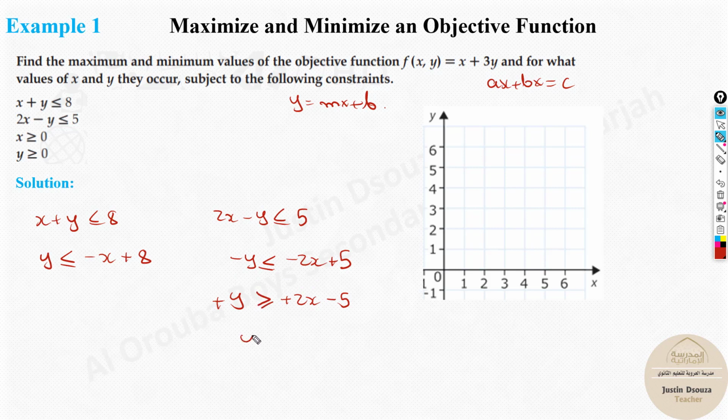Now, this is your another constraint. Y is greater than or equal to 2x minus 5. And then this one, x is greater than or equal to 0. What does it mean? X is greater than or equal to 0 is all the positive x domain, and y greater than or equal to 0 would be upside, all positive values. So it's only the first quadrant we will be dealing with, only the positive values. That's fine. These two are very simple.